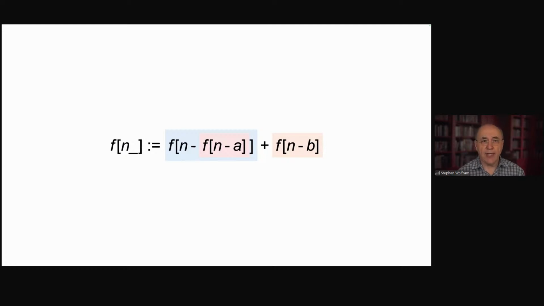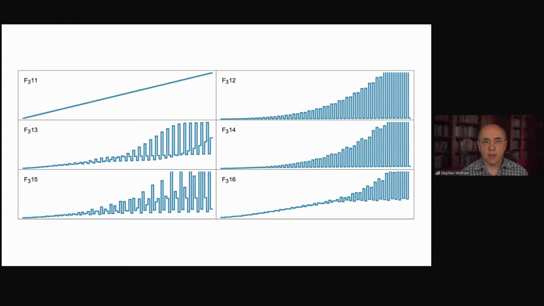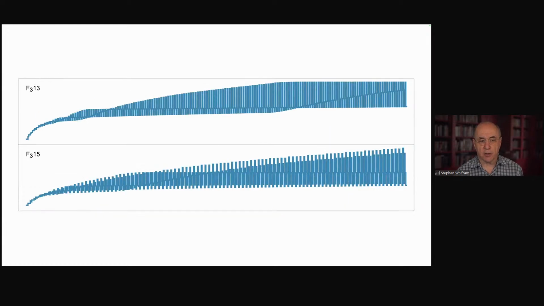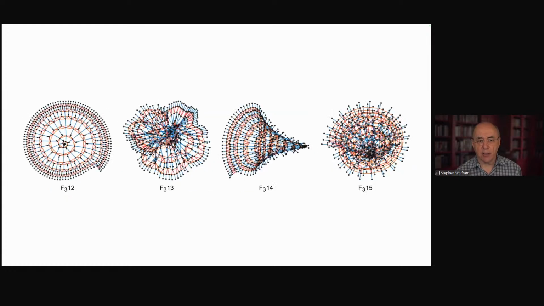So the value of a doesn't seem to matter much, but changing b, we see this kind of behavior. So f sub 3 1 2 has unbounded look back, at least starting with f of n equals 1 for n less than or equal to 0. But for larger b, f sub 3 1 b has bounded look back. In both f sub 3 1 3 and f sub 3 1 5, there is continuing large-scale structure that we can see in these log plots, though this doesn't seem to be reflected in the corresponding evaluation graphs.